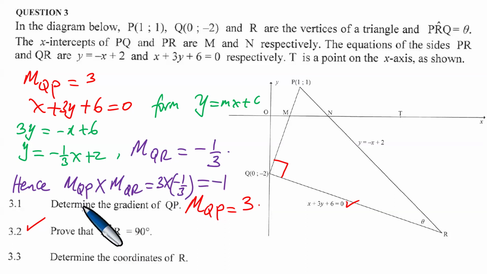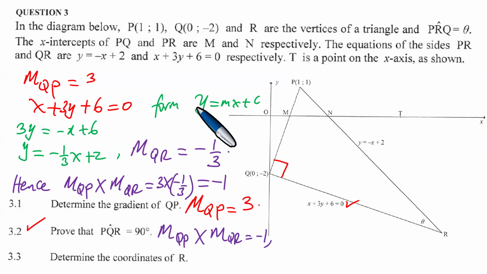We have established the fact that the gradient of QP times the gradient of QR is minus 1. And this means, therefore, that at this point, we can then say the gradient of QP times the gradient of QR equals minus 1.